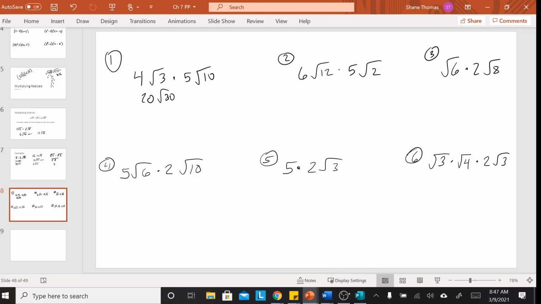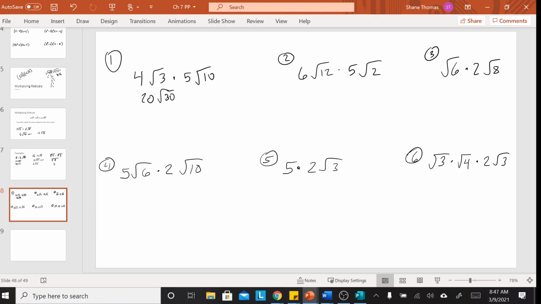Okay, what's 30 break down into? We can break that into 3, 2, 5, right? So yeah, nothing comes out. So we're stuck right there. 2 root 30. Good. How many people got that? Okay. SB. Number 2. Multiply the outsides, multiply the insides.